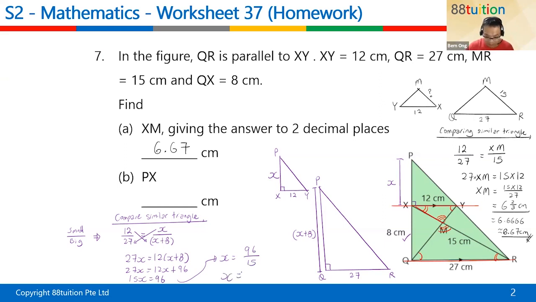Okay, answer will be what? 96 divided by 15. Answer will be 6.4, 6.4 cm. Oh, that's how you do it.